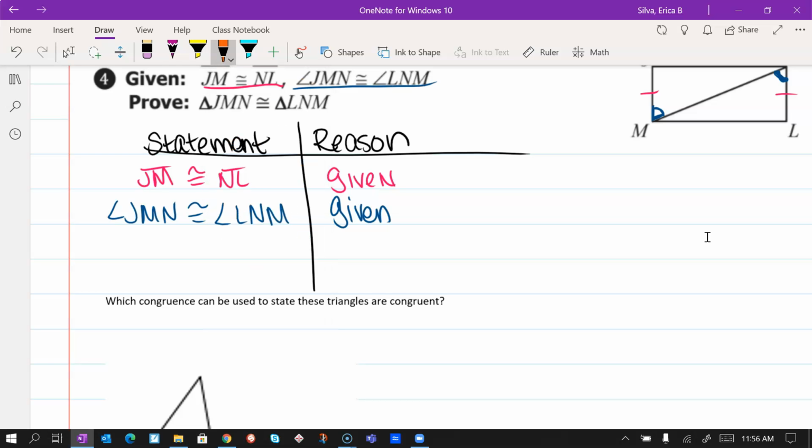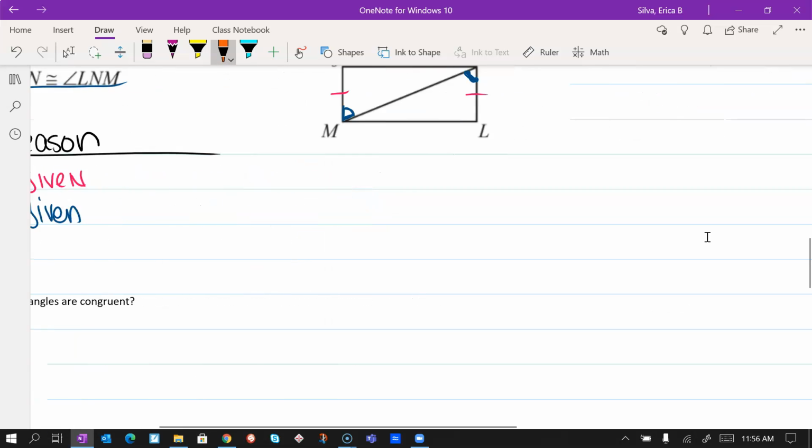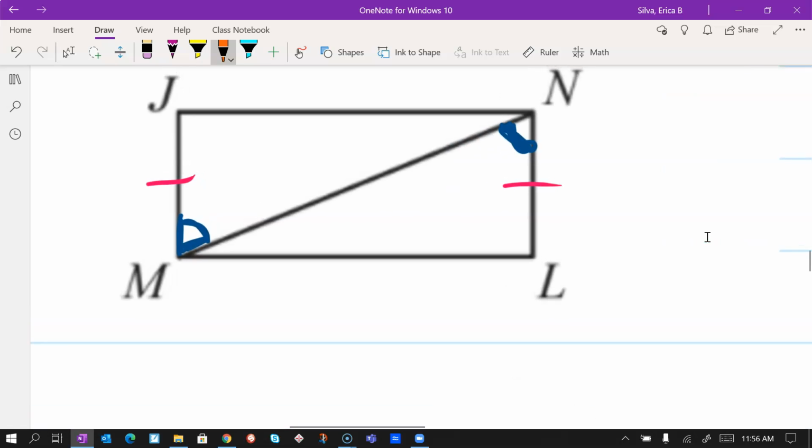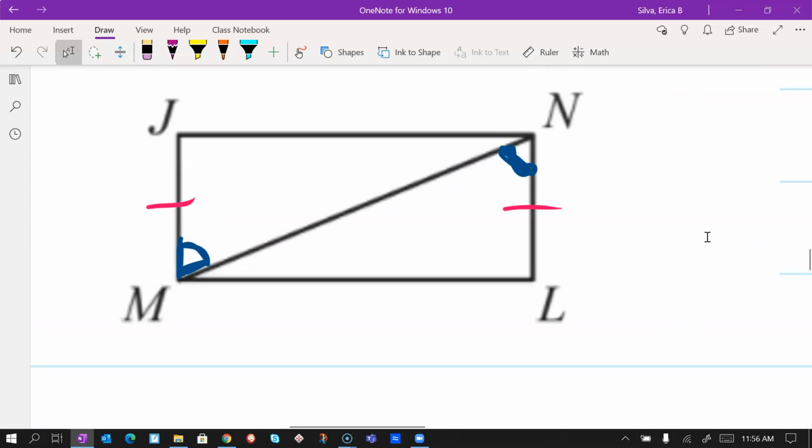All right, so that's all of the information that they give us. So let's look at our picture or our diagram. And what other information do we know? What can we safely say? Without a doubt, this angle is congruent to this angle. How do we know?